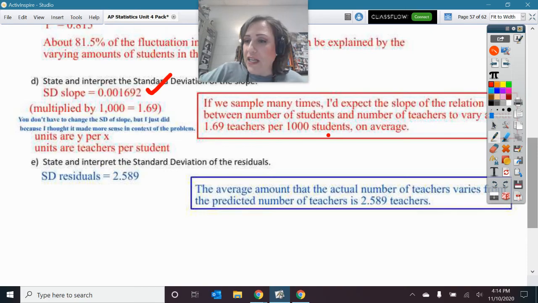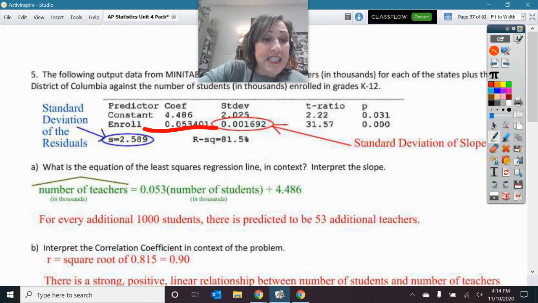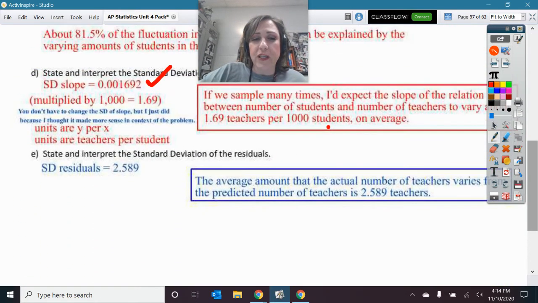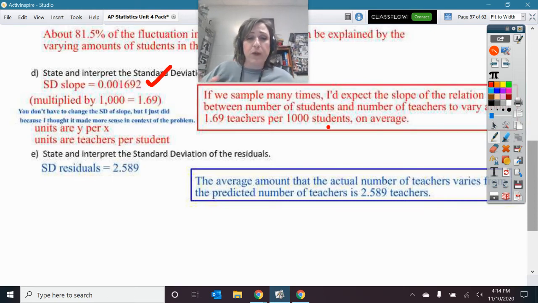Okay, standard deviation of the slope, right? Or the residuals, standard deviation of the residuals right there. Okay, so that's the average amount that the actual y value point varies from what's predicted to become. So varies from the predicted y. Average amount that the actual number of teachers varies from the predicted number of teachers is 2.589 teachers. All right, so there is that.